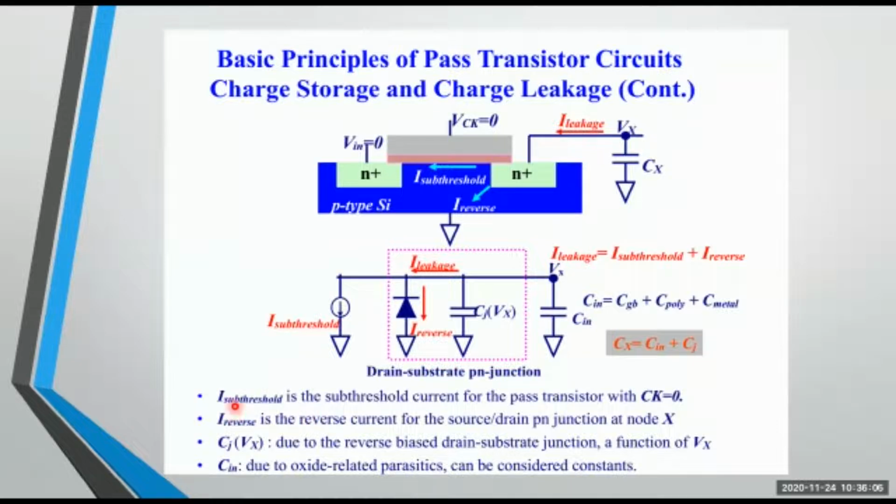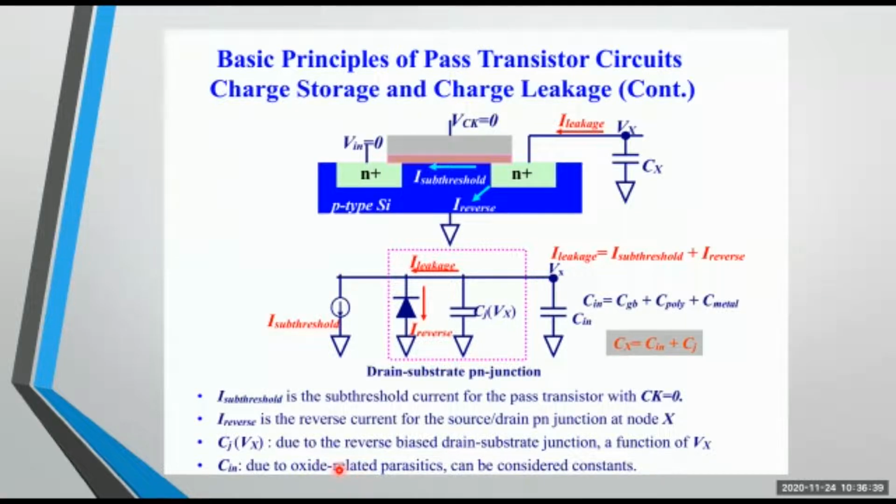Now the subthreshold current is the subthreshold current for the pass transistor when clock equals 0. Whenever the clock equals 0, definitely the leakage takes place. Why? Because your transistor is in the off mode. Again, there is the reverse current at the source and drain PN junction at the node X. Cj is the reverse-biased drain-substrate junction capacitance, which is a function of Vx, this particular node X.